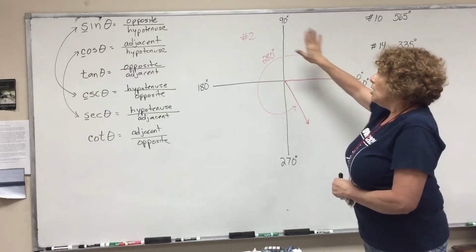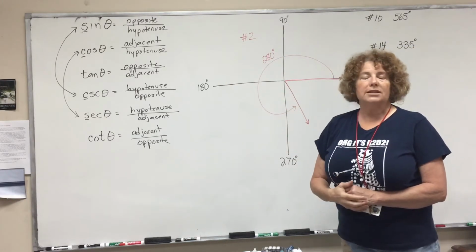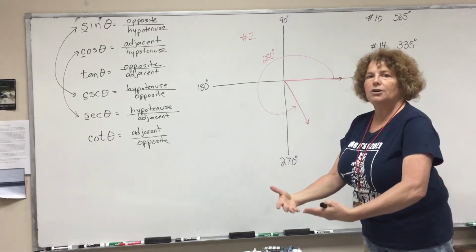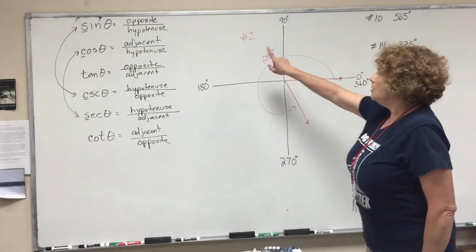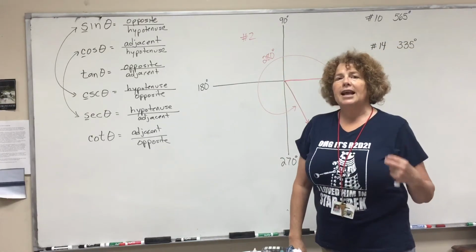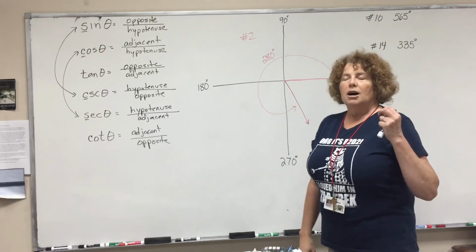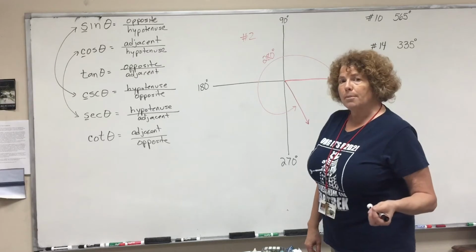Okay? So when you get a big angle like that, you would just subtract 360 from it until you get an angle under 360 so you can do any problems. So let's take a look at number 2. It's talking about a reference angle. A reference angle is an angle that's under 90 degrees that you can use to solve problems.